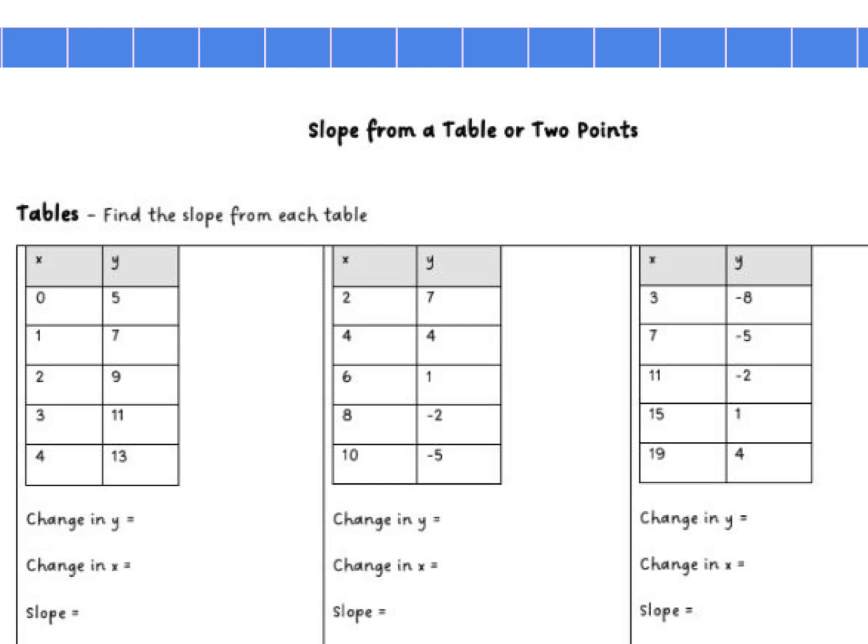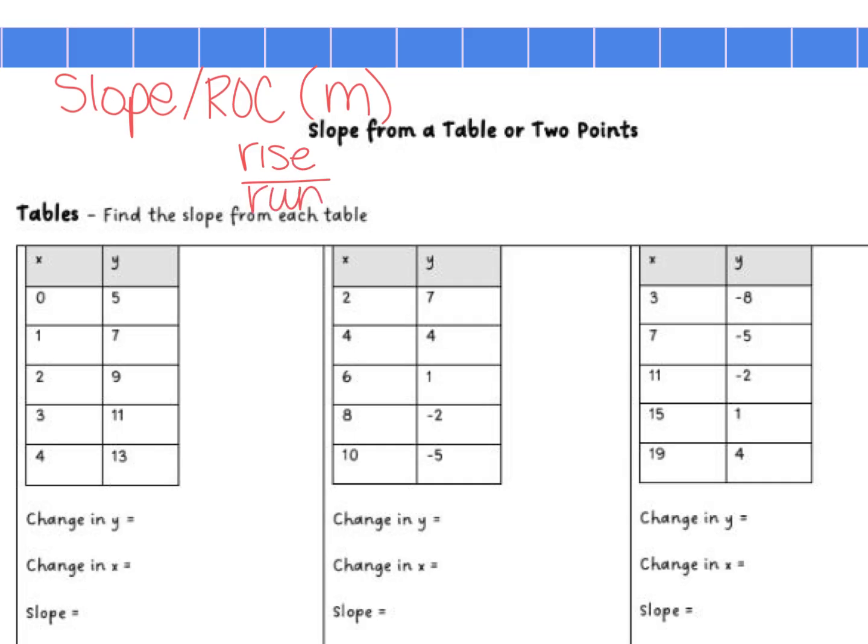So when we find slope, and we're going to talk about that over the next couple of days, if we have a graph, we're going to do rise over run. If we're looking at a table, delta or change in y over change in x. And we also can use y2 minus y1 over x2 minus x1. This one in particular is on your formula chart, right?